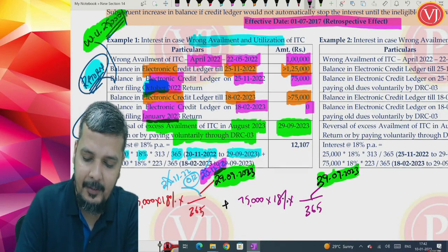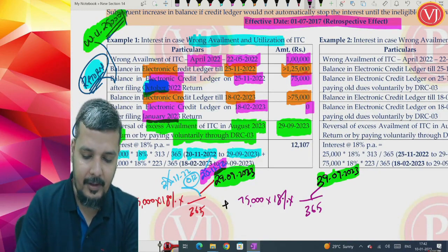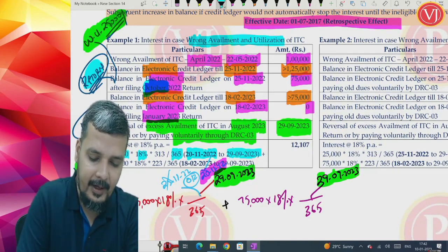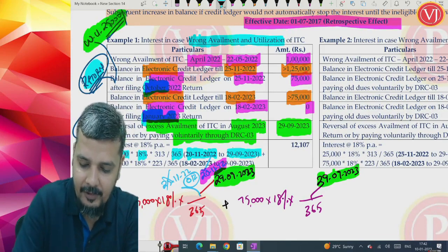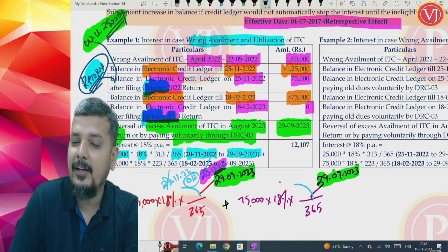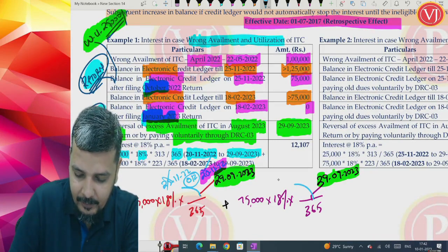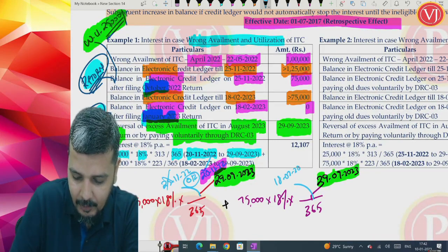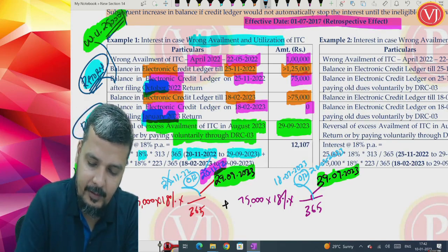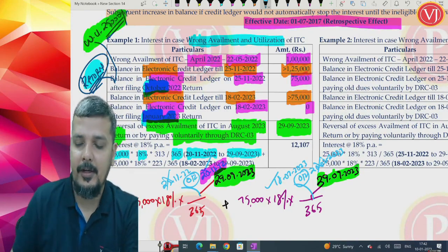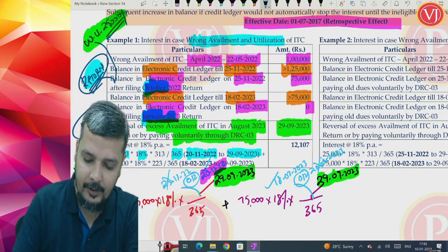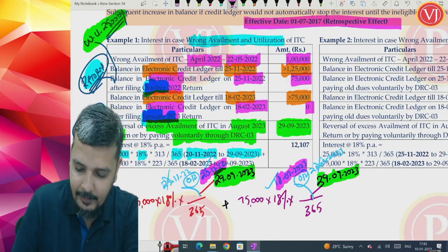The second part, wrong utilization of credit, which was of 75,000, was again when I filed my return of the January period. What is the actual date of the January return? The actual date of the January return is 18th of February 2023. What is the due date of the January return normally? 20th of February 2023. So it is whichever is earlier. Which is earlier: 18th of February 2023, the actual date of the January return, or the due date of the January return, 20th of February 2023? It is 18th of February 2023.